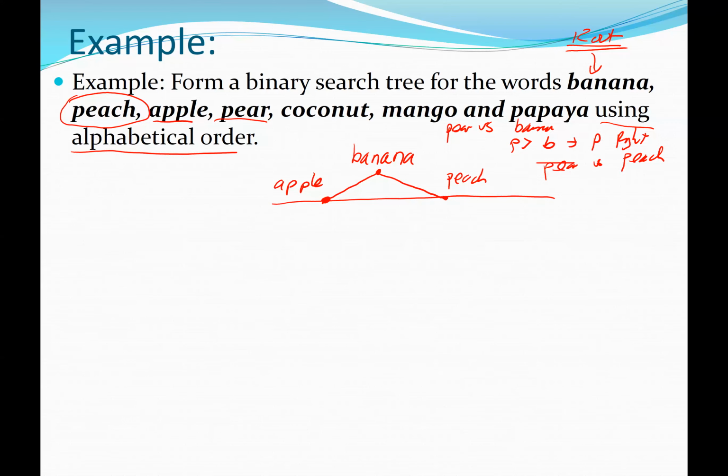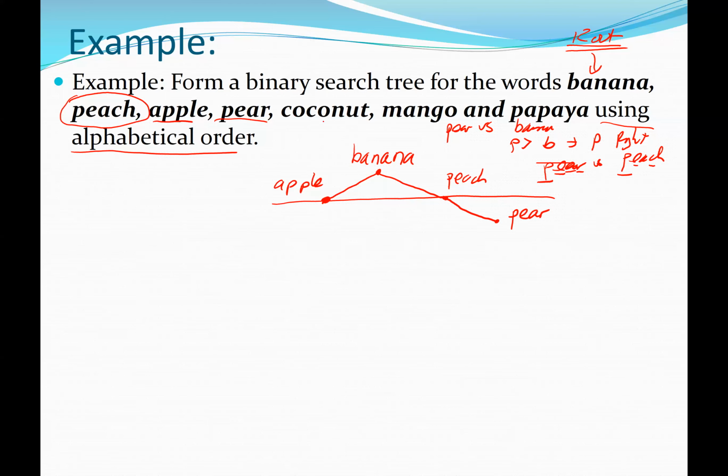So very important, right? They are the same P, they are the same E, they are the same A, and the last one is R and C. So R is bigger than C, so pear will be on the right-hand side of peach. So this is pear, okay? One at a time. Make sense?